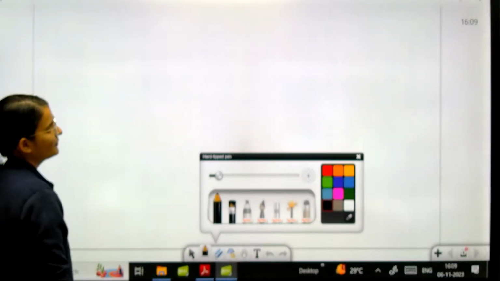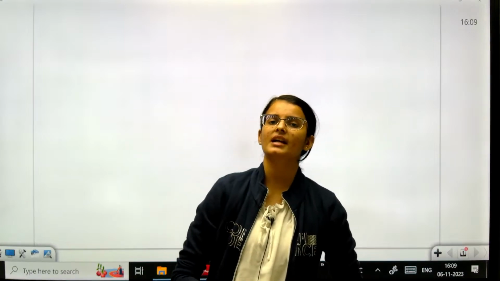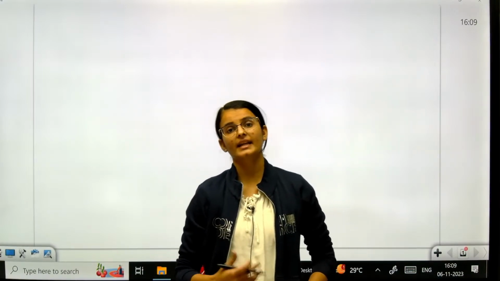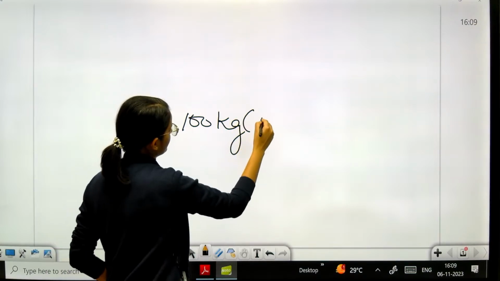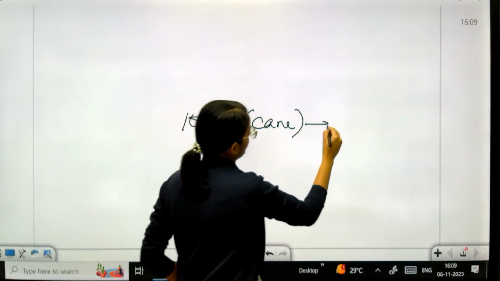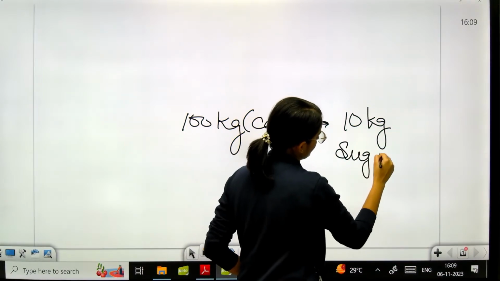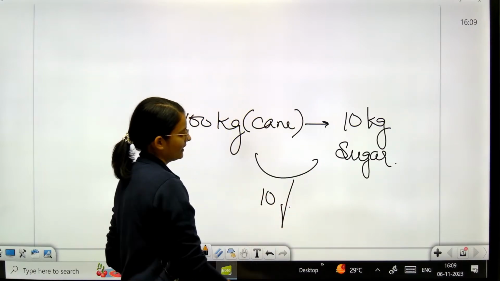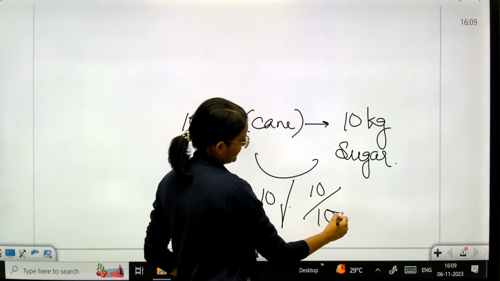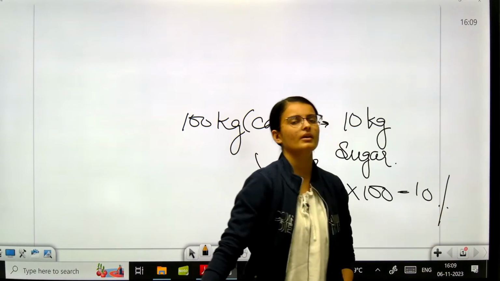So it is basically saying, first of all, what is the recovery rate of sugarcane? Recovery rate means that if there is 100 kg of sugarcane and 10 kg of sugar can be extracted from 100 kg of sugarcane, this is called recovery rate. So here the recovery rate is 10%. 10 kg sugar from 100 kg sugarcane into 100, that is 10%. This is what we call recovery rate.